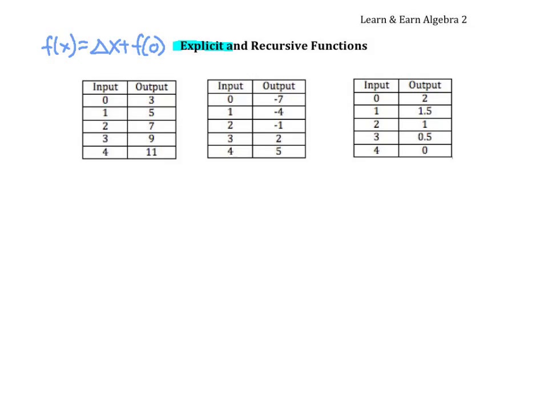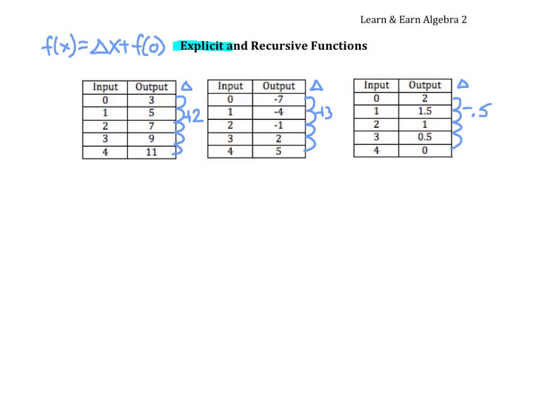For your delta, you're going to get that by finding the change of your y values. Now in this table, the change of your y values is plus 2. For the next one, the change in your y values is plus 3. And for the last table, the change in your y values is minus 0.5.